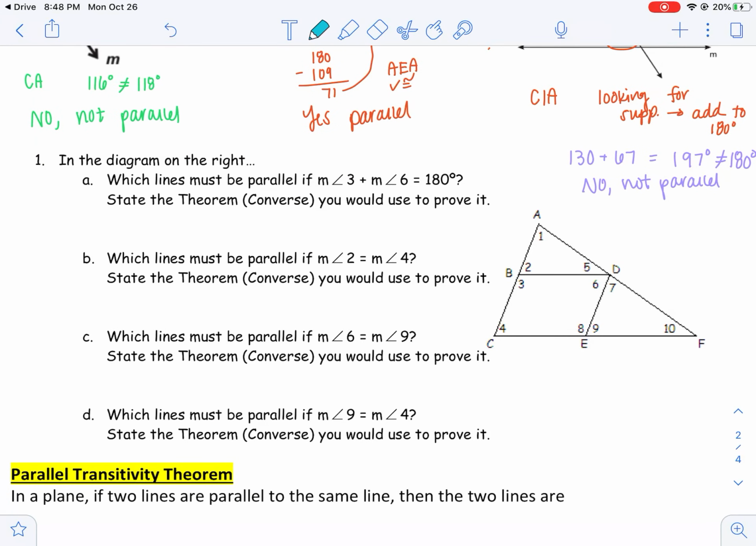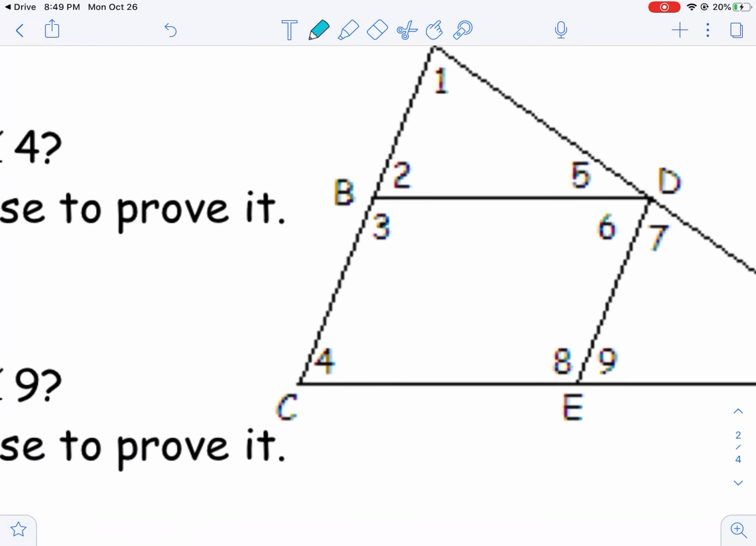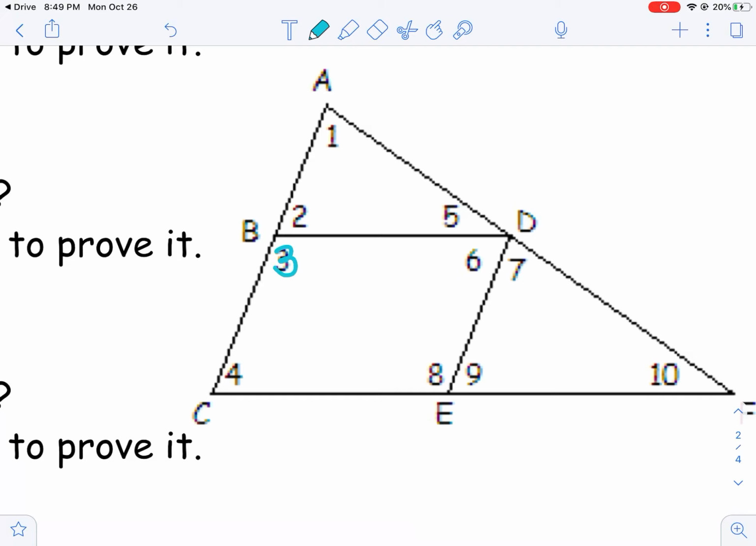Okay, now we've got kind of like a little puzzle. It says in the diagram to the right, which lines must be parallel if the measure of angle 3 plus the measure of angle 6 equals 180. Okay, so let's look. These two angles right here have to add to 180. Now, it's asking me, based off this, what two lines have to be parallel?